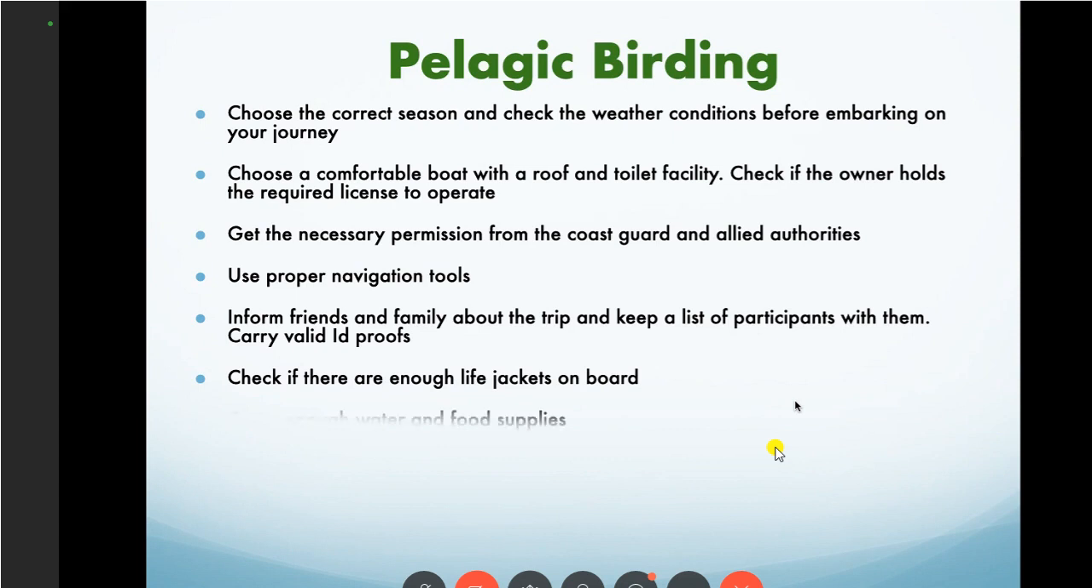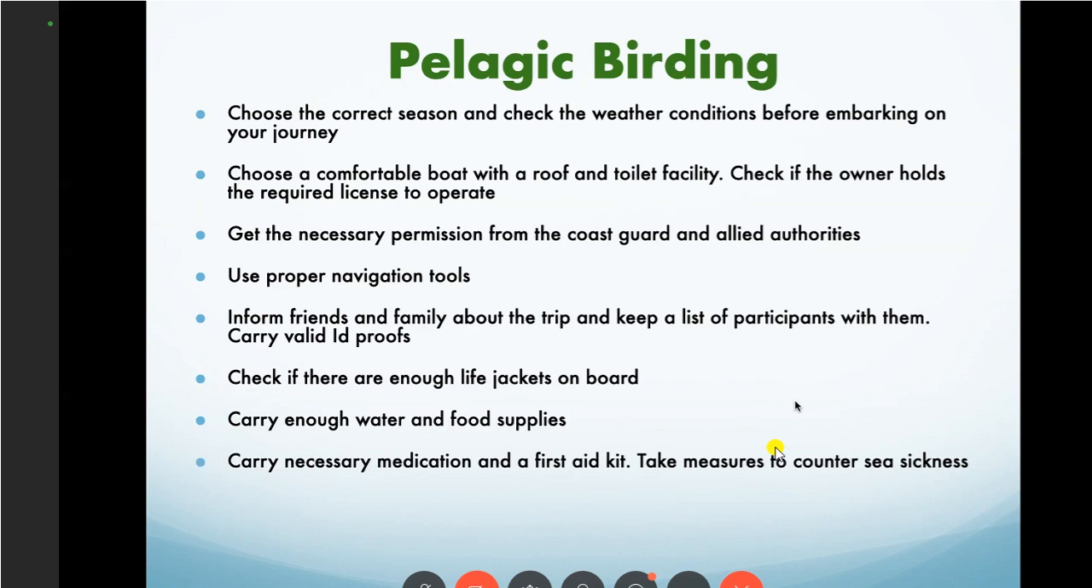Yes, that is important. One more point is carry enough food supplies and water. This is important because a pelagic trip is almost a whole-day affair. So I would recommend you go early in the morning and come back in the evening. You will have to carry enough water and food for that, because going into deeper seas takes time, and it is prudent to spend a whole day rather than coming back in half a day. More time means more time seeing the birds, and that results in more species.